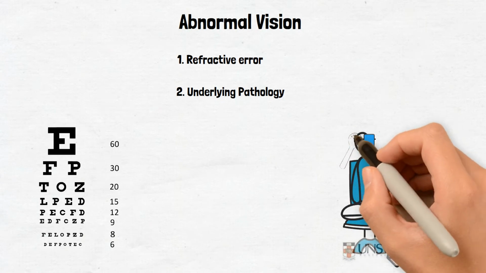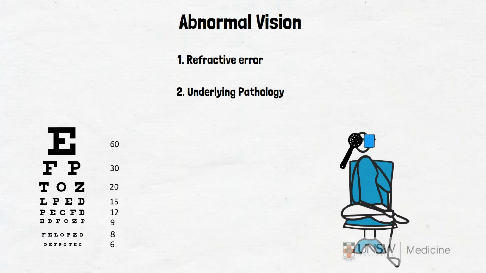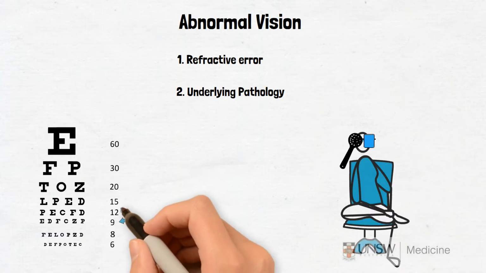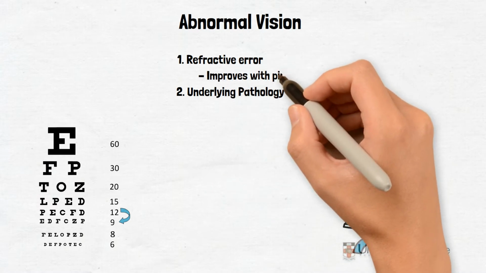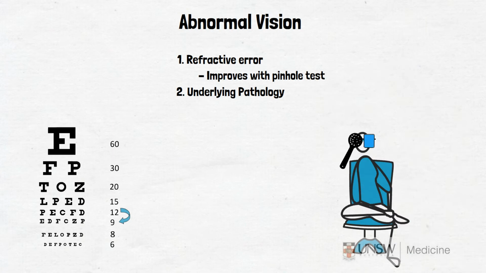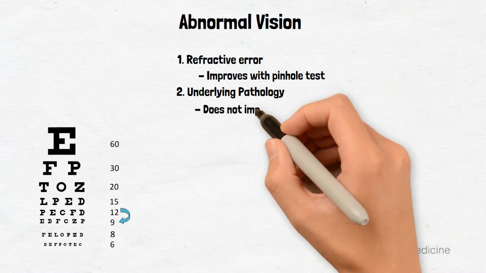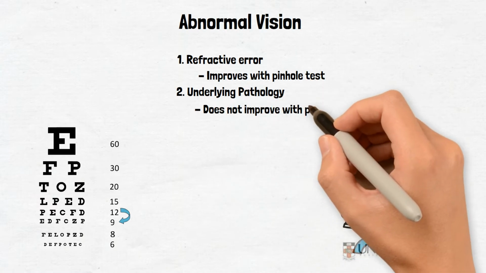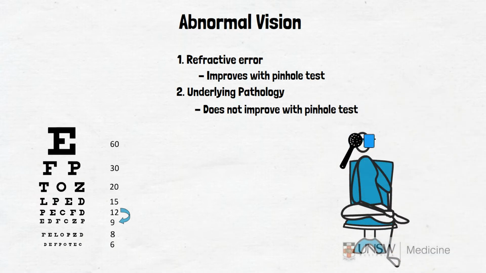Place an occluder with pinholes over the examined eye and ask if they can read the line below. If the patient's vision improves, the abnormal vision was caused by a refractive error and should be referred to an optometrist. If there is a problem with the eye, the patient's vision will not improve with the pinhole test and should be referred to an ophthalmologist.